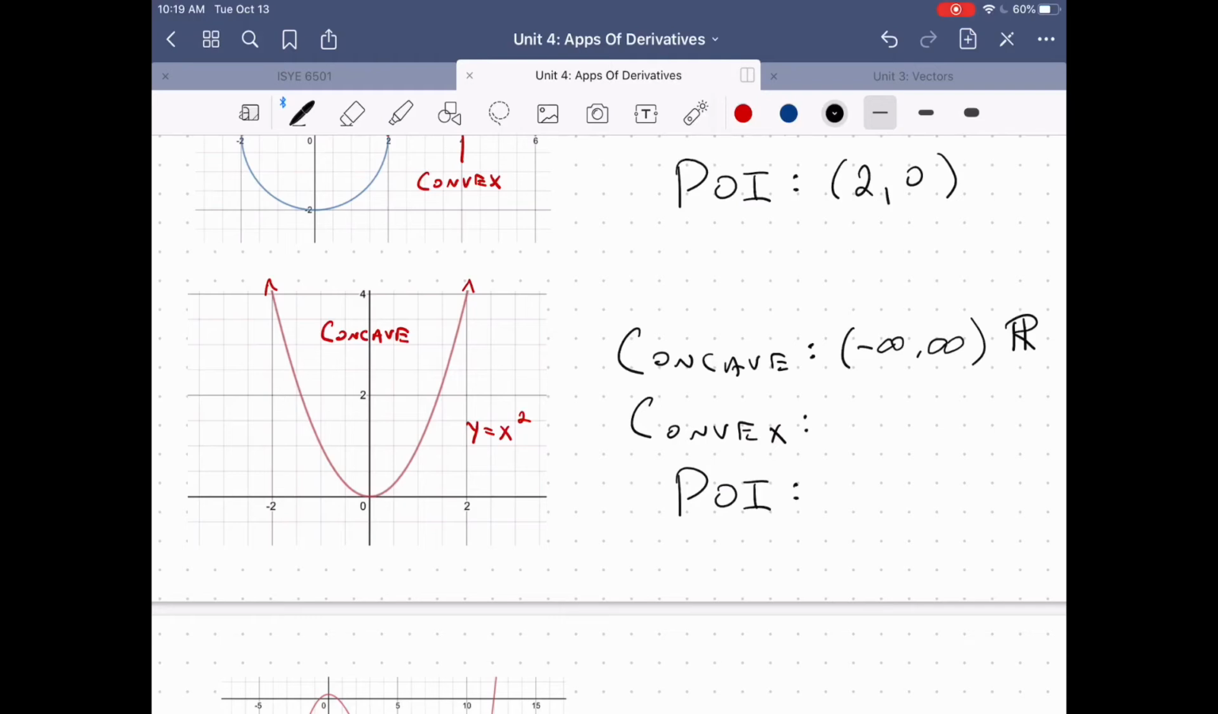And since it doesn't look like this graph is convex anywhere, you could just write the symbol for the empty set. Same for the point of inflection. Since the graph never changes from concave to convex, that means that there is no point of inflection.